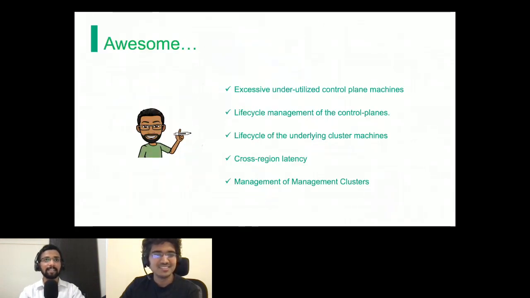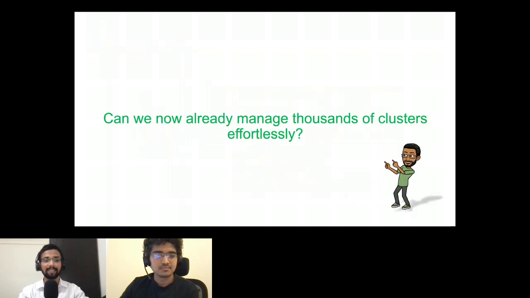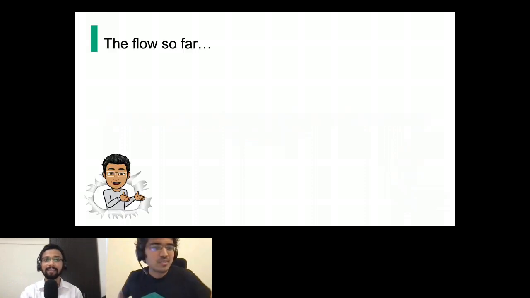Yep. I think this looks like a sophisticated design that convinces me that we can now manage thousands of clusters. So, to actually answer this question, can we now already manage thousands of clusters? Probably we want to look at the flow of adding one new cluster to this ecosystem and see if there are any unknown unknowns, right? Yeah, certainly. I would not be so quick to judge. Let's take a quick look at what we have so far and what we can do.